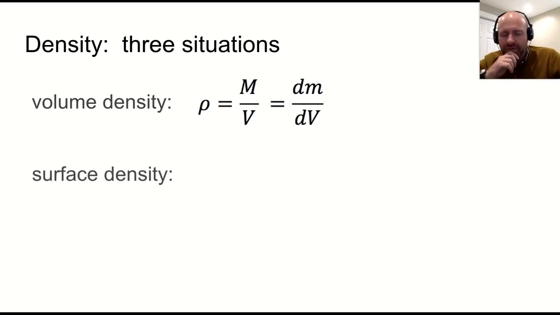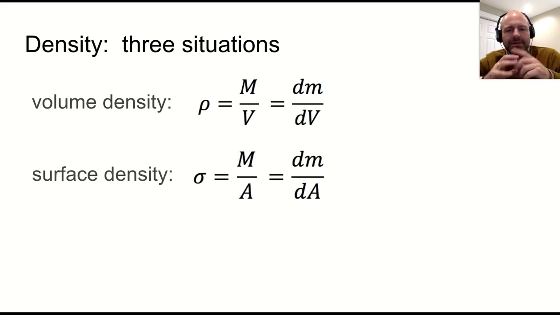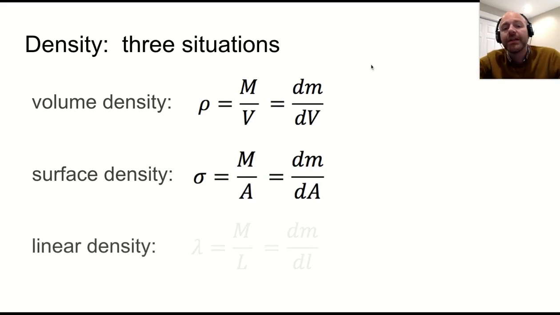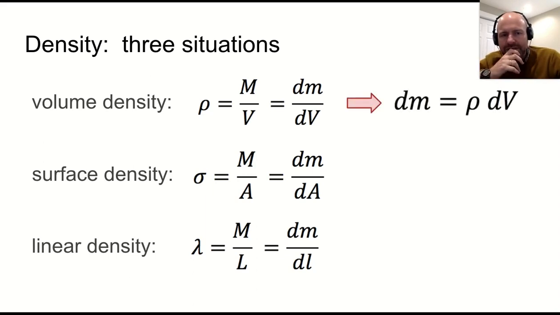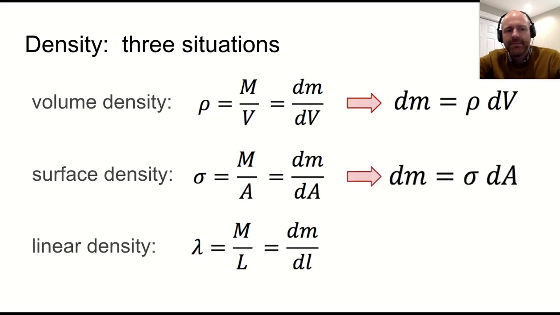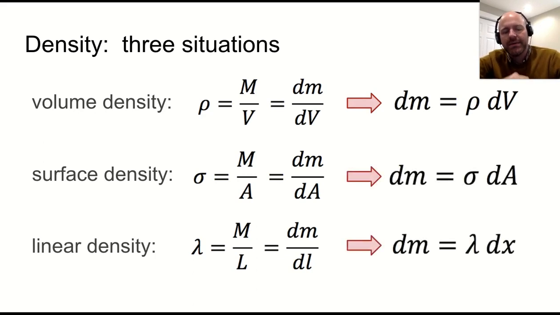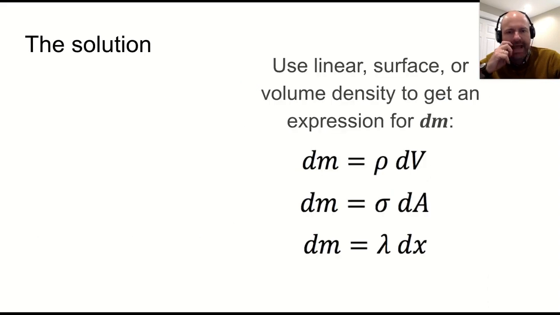If it's a surface density, then it would be sigma, mass divided by area, every little bit of mass divided by every little bit of area. Or it could be a linear density, which we call lambda, mass over length, dm over dl. We can rearrange that to say dm is rho times dV, dm is sigma times dA, or dm is equal to lambda dx.